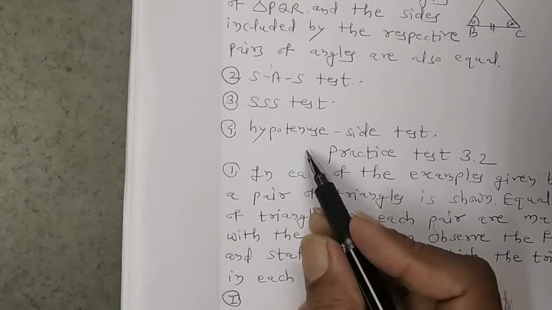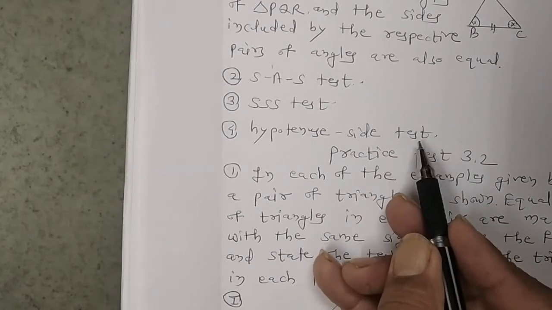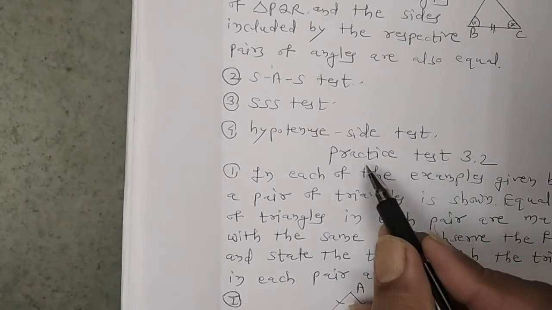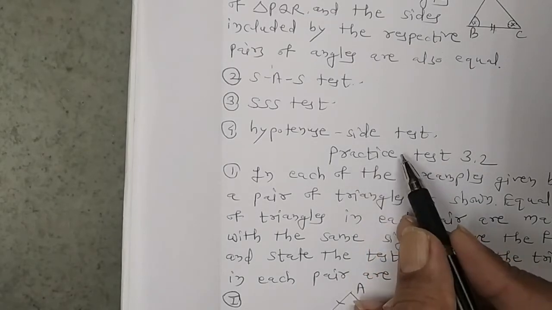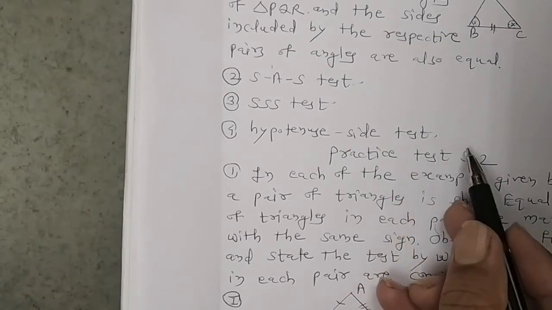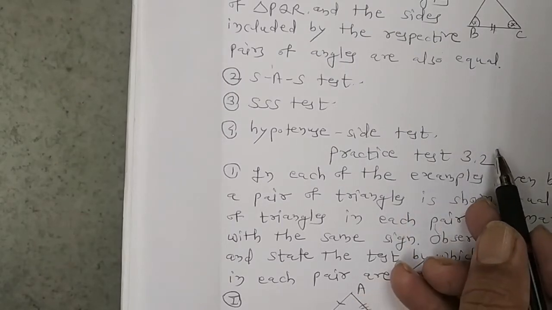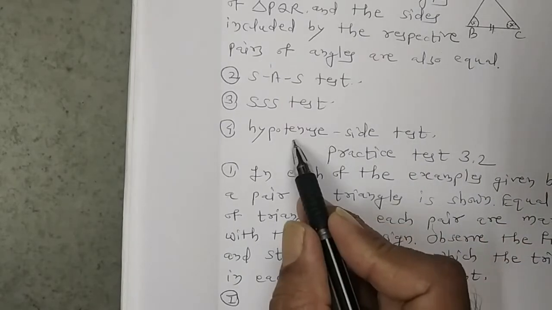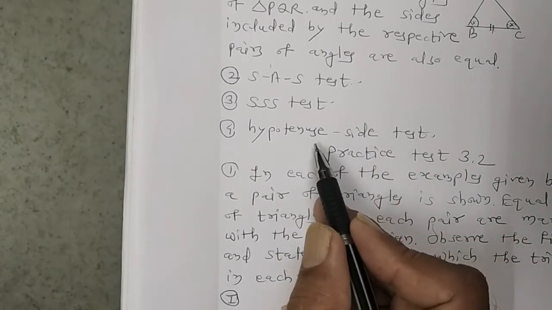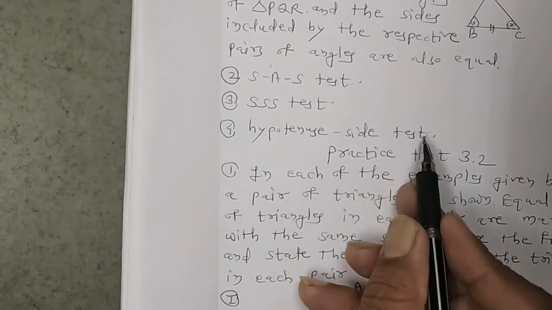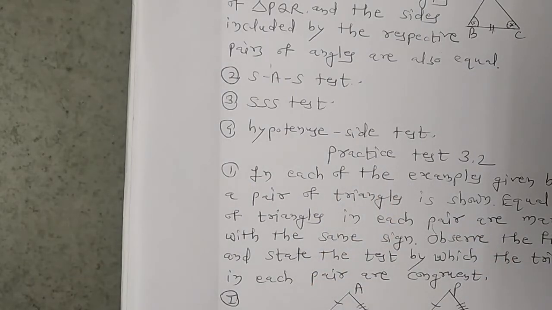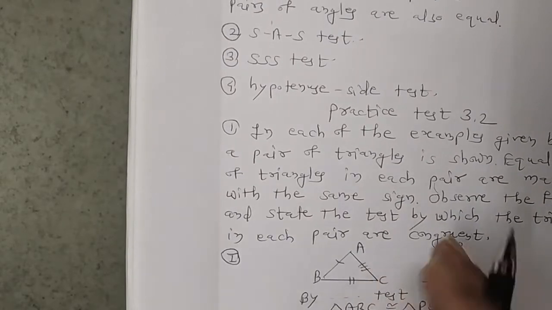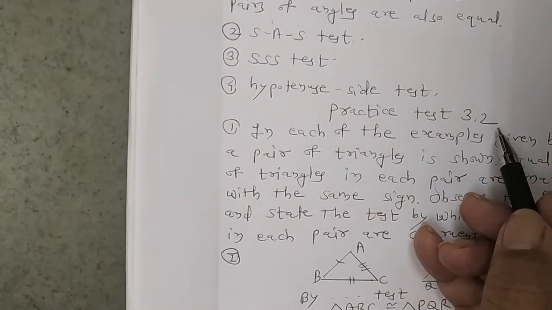And number four, the hypotenuse side test. In a right angle triangle, if one side and the hypotenuse of one triangle are congruent to the hypotenuse and one side of another triangle, then these two triangles are congruent by the hypotenuse side test. Now we see examples in practice set 3.2.